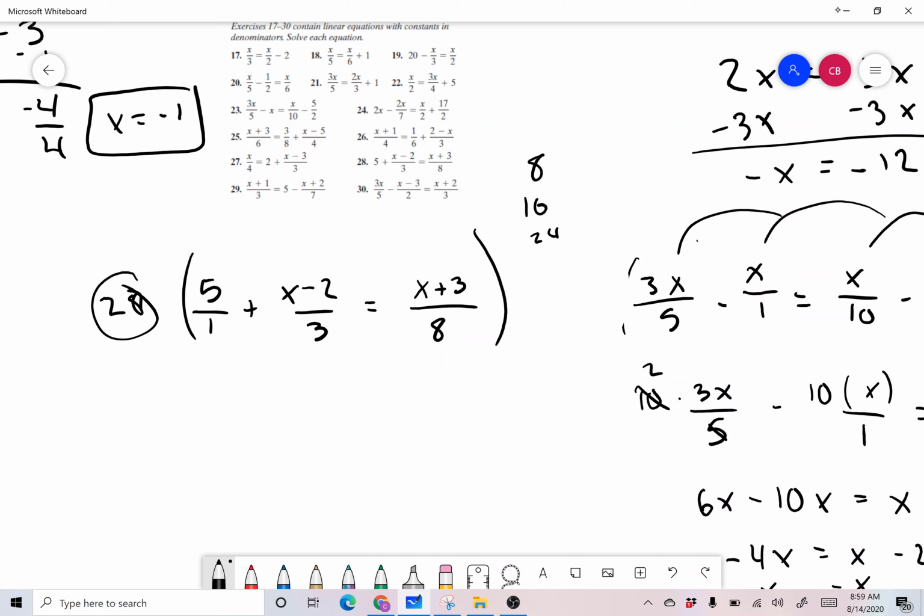At the very least, guys, you can multiply the numbers at the bottom together and get the LCD that way. But you're going to get some scary numbers sometimes. For instance, the last one we had 10 was our LCD. If we had used 50, that would have worked. But you would have to do more simplifying at the end. You'll get the same answer, though. So we're going to multiply everything by 24.